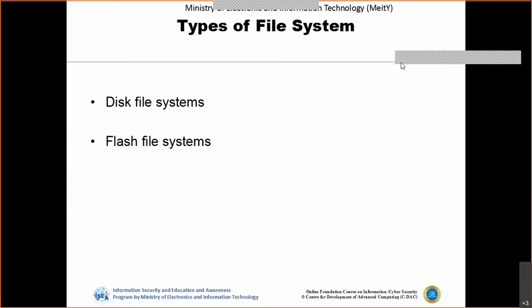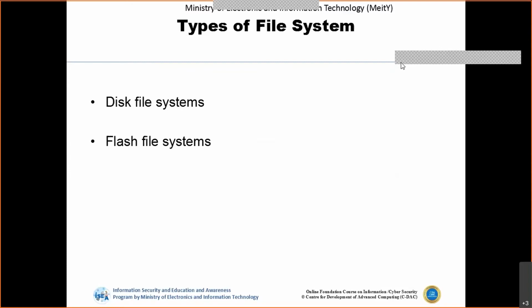Now again, whenever we talk about the file system, we have two kinds of file systems. We have disk-based file systems and we have flash file systems. Whenever we talk about the disk file system, it is designed for the storage of files on a data storage device, most commonly a disk drive which we use, which might be directly or indirectly connected to the computer, right? So it may be through the network, or it may be through a direct connection. So we use these kinds of disk file systems.